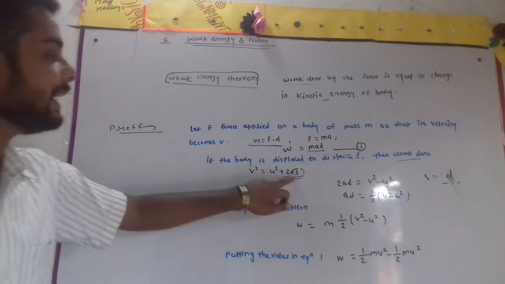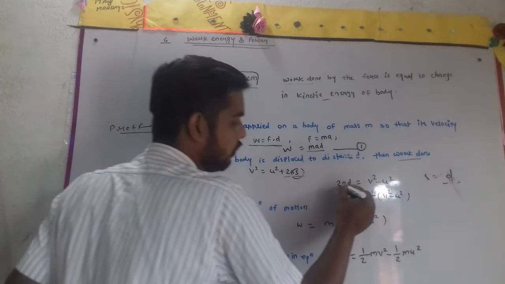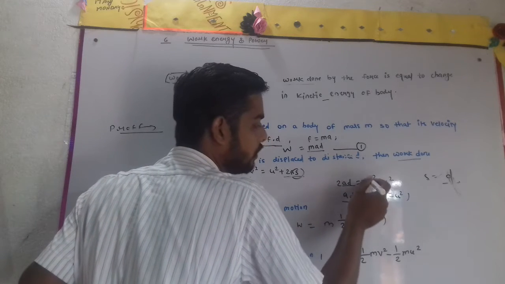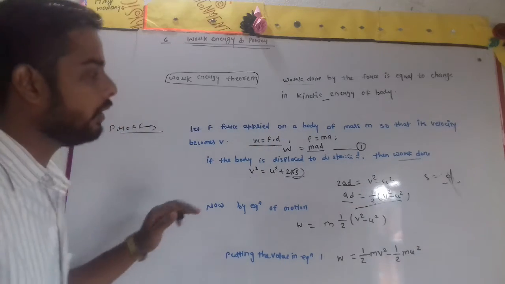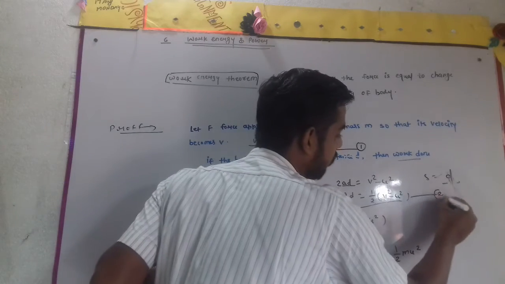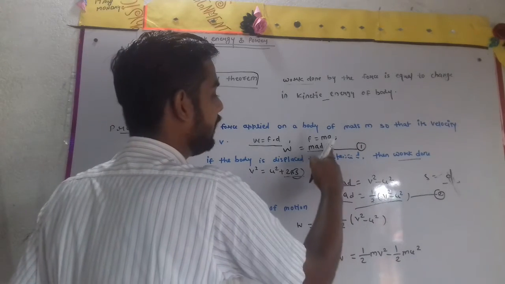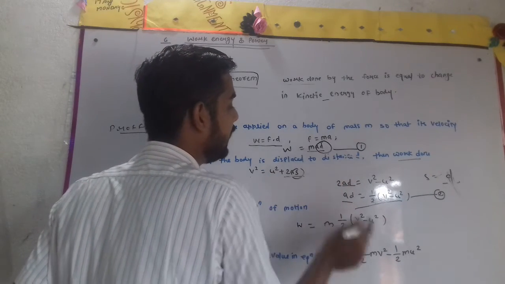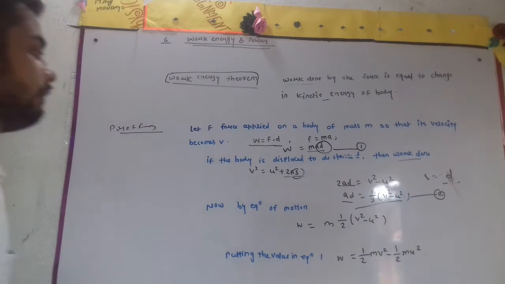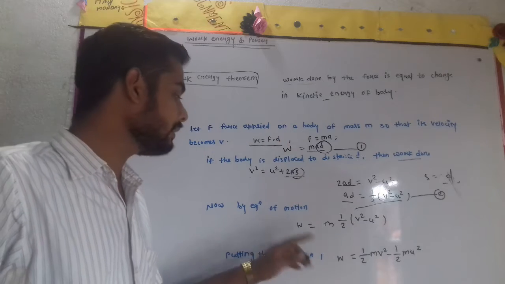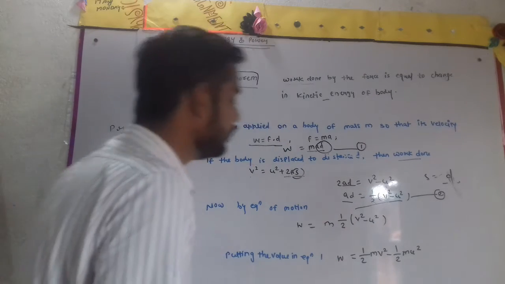So 2ad equals V square minus U square, or we do cross multiplication, ad equals 1 upon 2 (V square minus U square). Suppose this is our second equation. Putting equation 2 in equation 1, in place of ad we write 1 upon 2 (V square minus U square). What will we get? W equals mad, so W equals m half (V square minus U square).